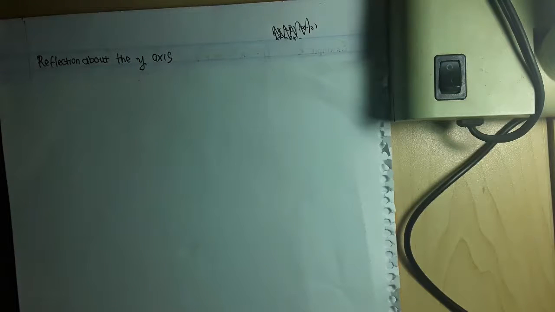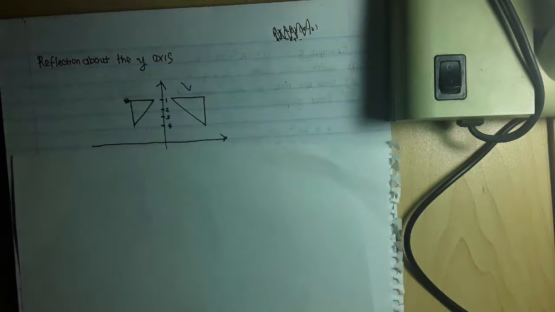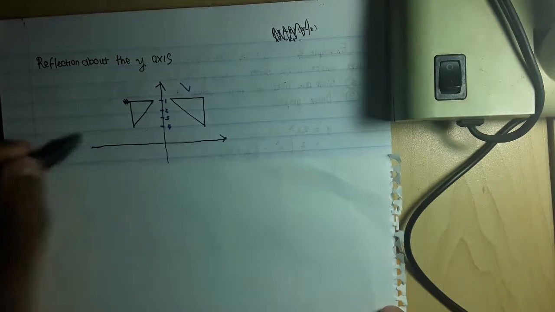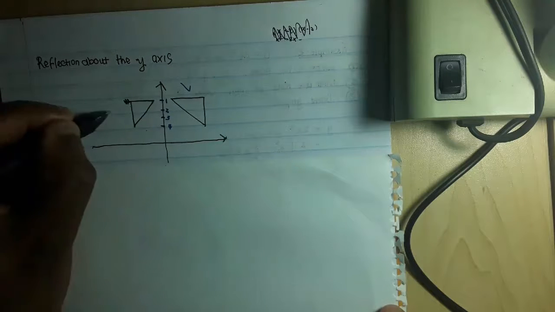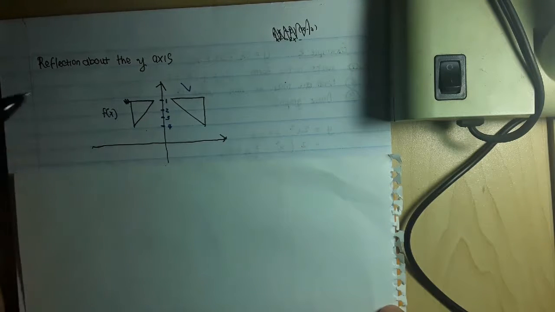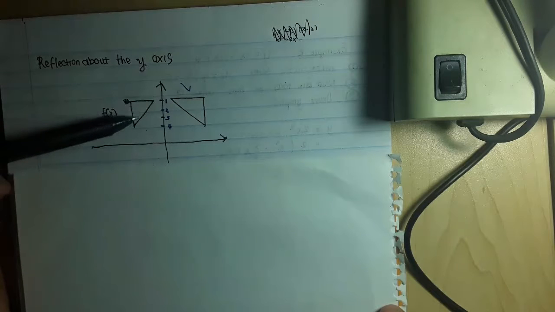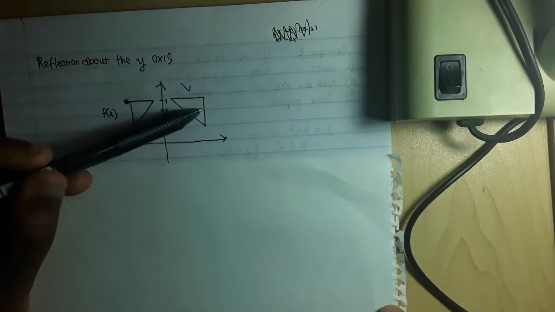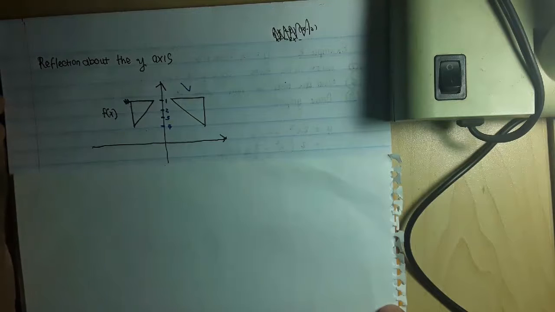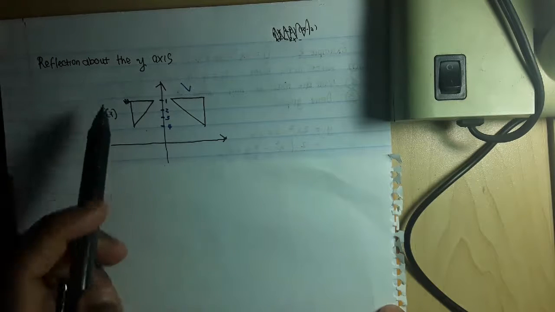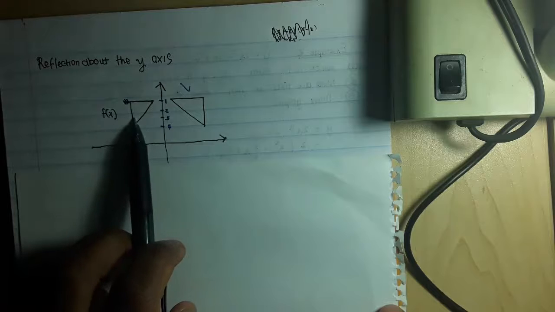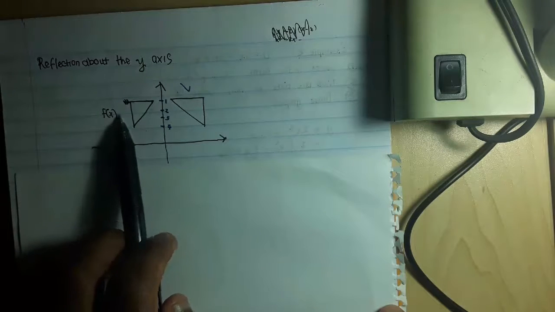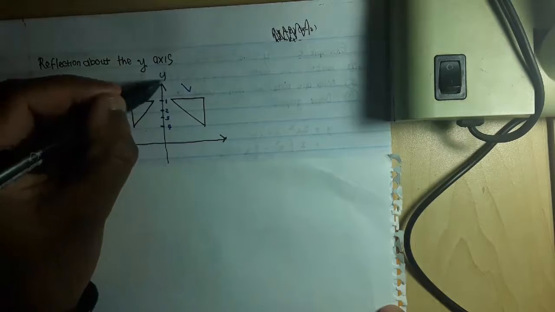Next up on this specific video, we are looking at reflecting a graph about the y-axis. To explain this concept, we'll look at this figure. Let's say we had an old graph named f of x, and we are required to reflect this about the y-axis. Remember I said reflection means a mirror image. So they are asking us to make a mirror image of it about the y-axis.